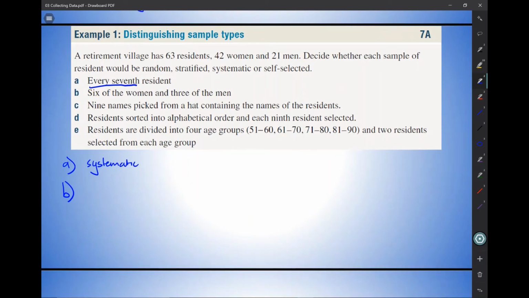6 of the women and 3 of the men. The ratio of women to men is roughly 2 to 1, and this ratio here is roughly 2 to 1. So that is a stratified sample, because they've tried to make this sample representative of the entire group. 9 names picked from a hat containing the names of all the residents. That one is obviously random.